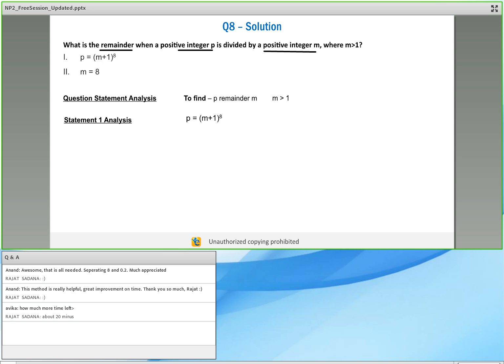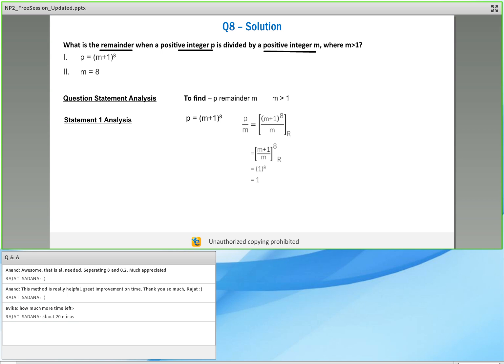Statement 1 is saying that we can express p as m plus 1 raised to the power 8, which means p can be expressed as m plus 1 multiplied by m plus 1 multiplied by m plus 1, 8 times. Okay, so what does p by m become? P by m becomes m plus 1 multiplied by 8 divided by m.